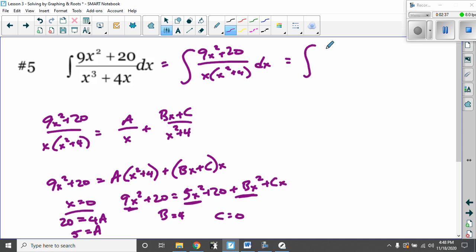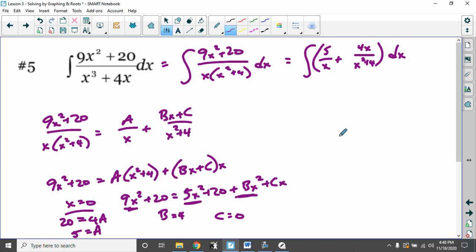So A is 5, so that's the same thing as 5 over x plus (Bx plus C), 4x plus 0, over x squared plus 4. This part we can integrate. This part we need to use substitution to integrate.